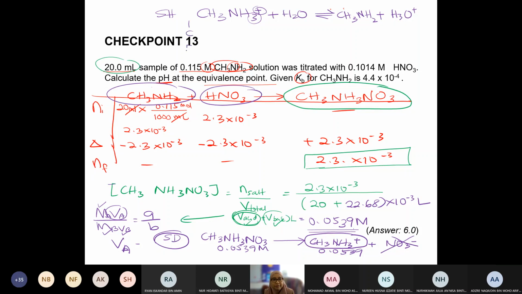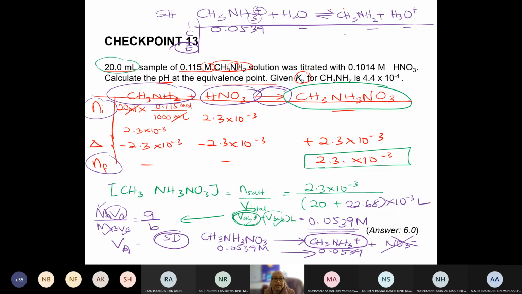This is ice. Kenapa kita panggil ice? Tadi bukan ice. Ini bukan ice ya, sebab ini panggil initial final table. Sebab apa? Dia punya arrow ni satu direction saja. Ice is only for reversible reaction, sebab dia ada equilibrium. Okay? Alright. This is just to nak bagi nampak everything lah. So kita dah calculate kan tadi dia punya concentration berapa? This one yang kat bawah ni, 0.0539.